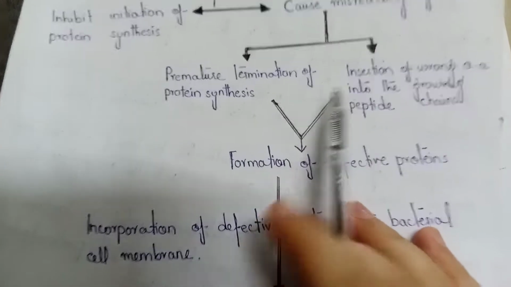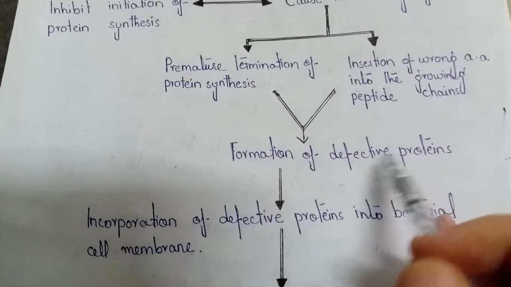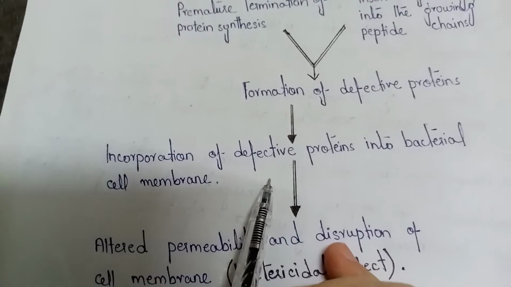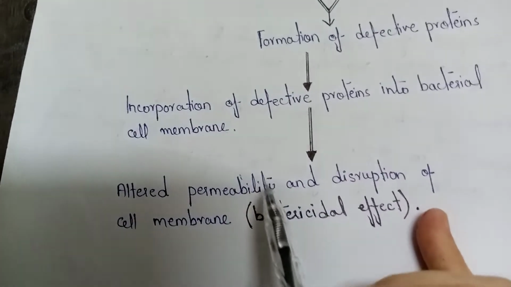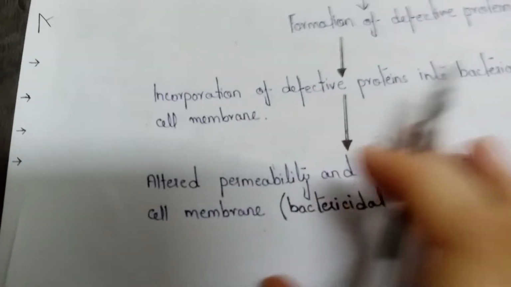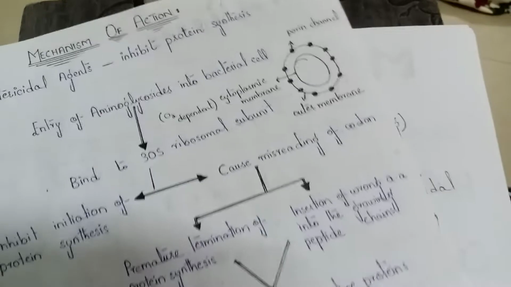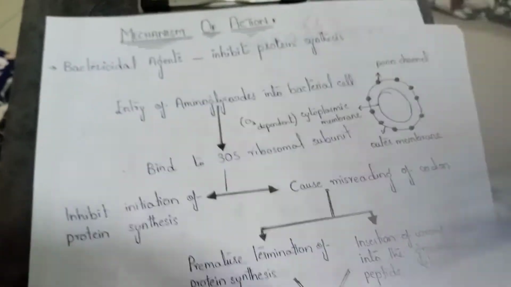This results in the formation of defective protein. Once defective protein is formed, it is incorporated into the bacterial cell membrane. Incorporation of defective protein into the bacterial cell membrane alters the permeability of the cell membrane and causes disruption of the cell membrane, and thus shows their bactericidal effect. So that was all about the mechanism of action. Now we will talk about some common properties of aminoglycosides.